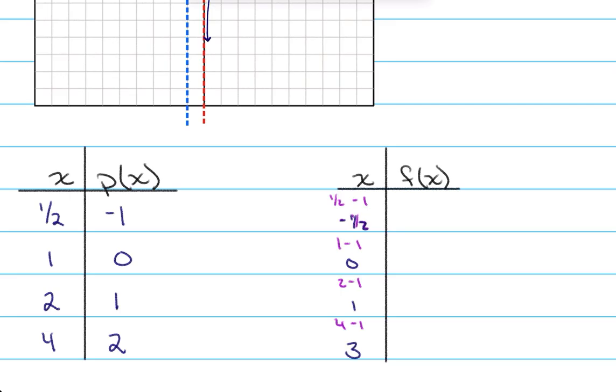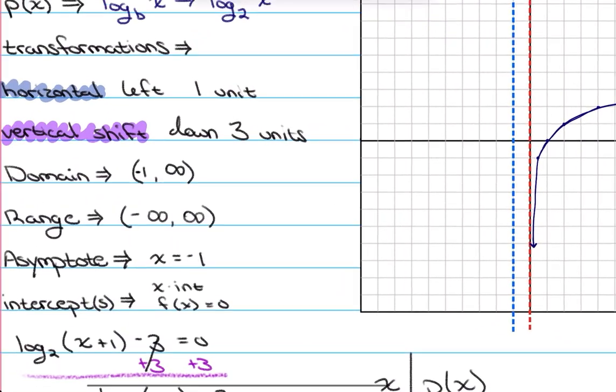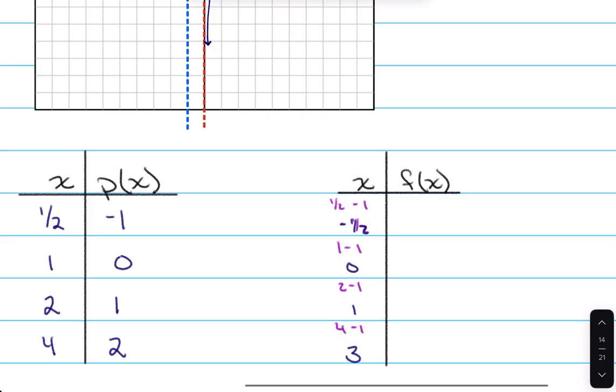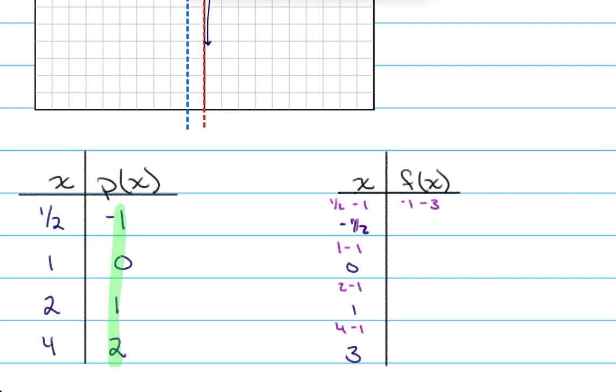Okay, then we're going to look and see what happens to our y values. Our y values have a vertical shift down 3 units. So we're going to subtract 3 from every one of our y values. So that means that I will have -1 minus 3. Again, I'm taking all of these y values and subtracting the 3. So I'd have 0 minus 3, I'd have 1 minus 3, and I'd have 2 minus 3. So -1 minus 3 is -4, then -3, -2, -1.